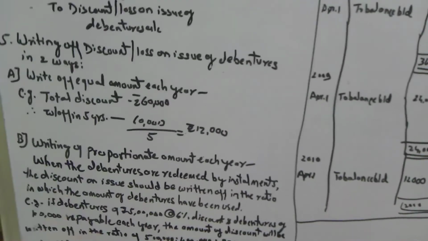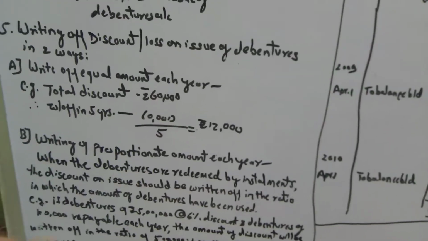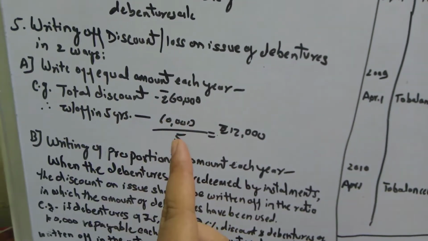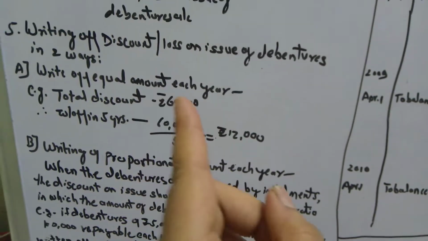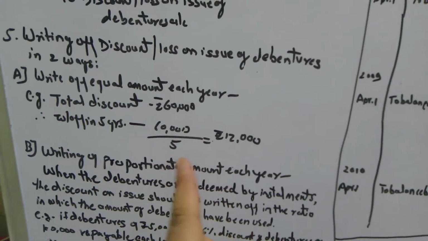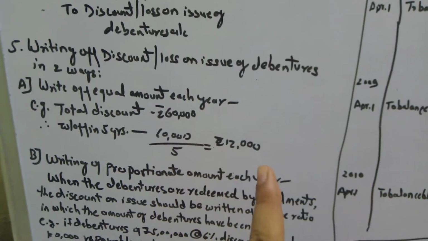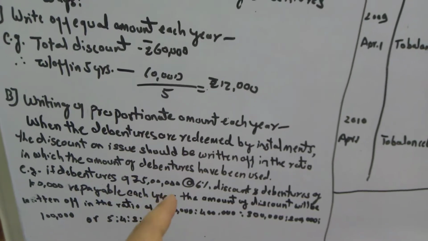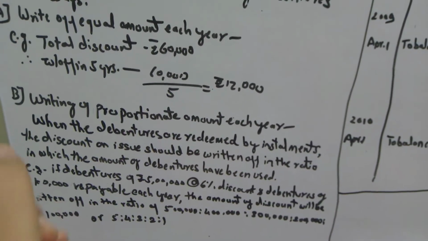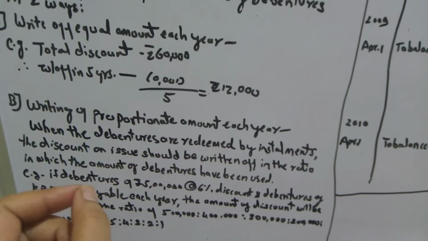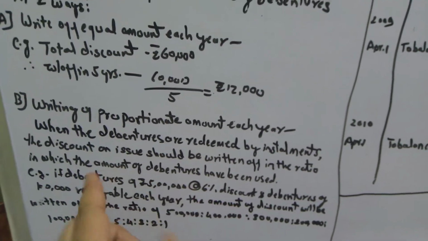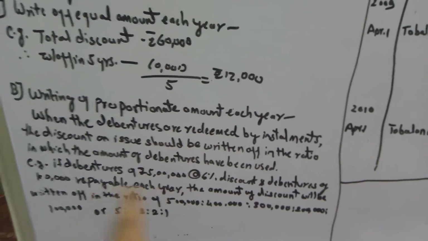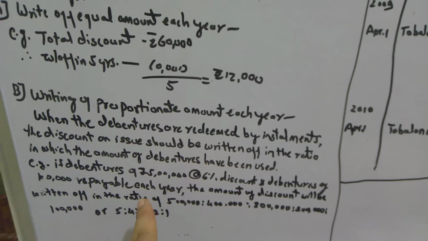So there are two methods of writing off the discount. The first method says you write off an equal amount each year. How will you calculate the equal amount? Just divide the total discount amount by the number of years in which the amount has to be written off. The second method is the proportionate method. How to identify this question? The question will very specifically mention that X amount has to be repaid. Like in this example, 5 lakhs was the amount of debentures, and it is mentioned in the question that 1 lakh is repaid every year.